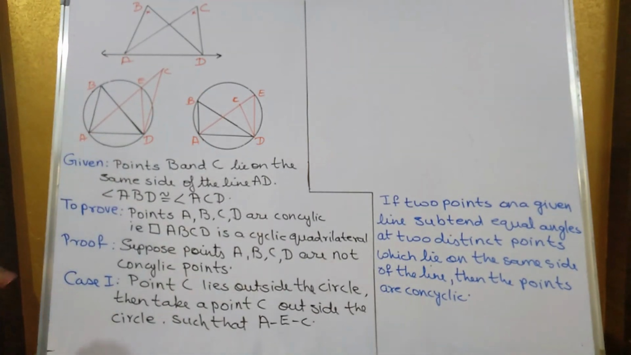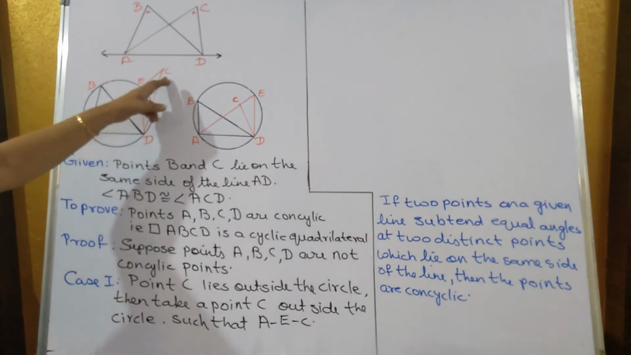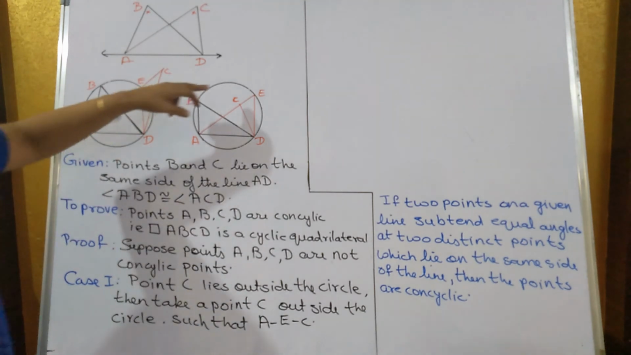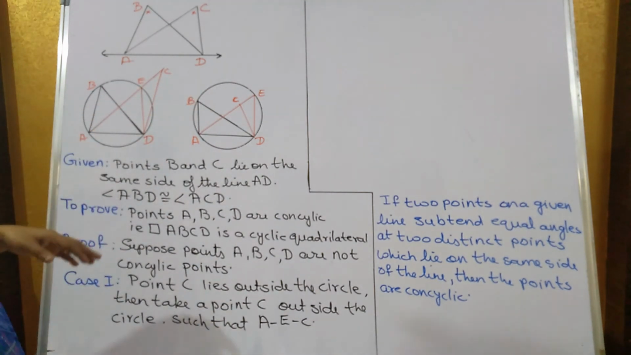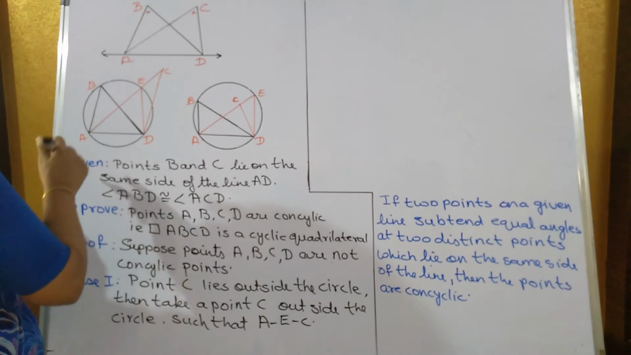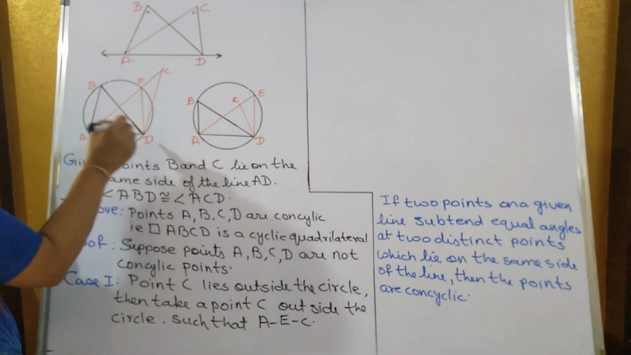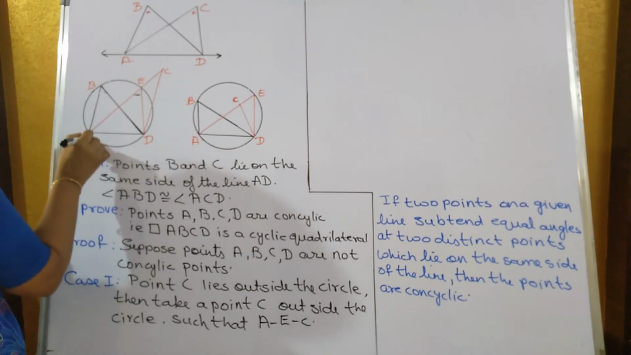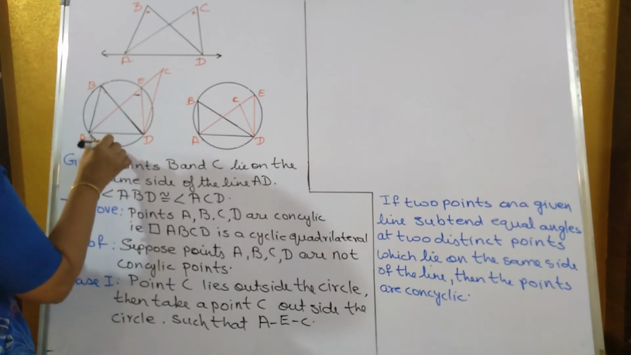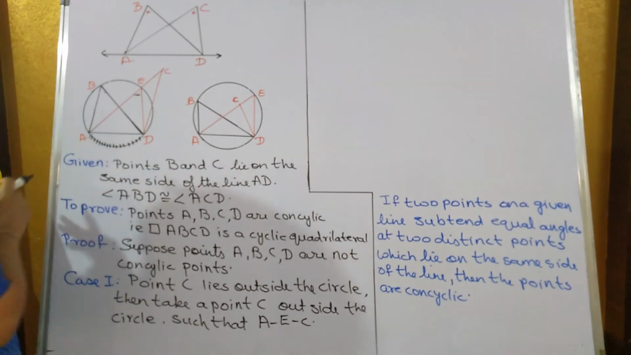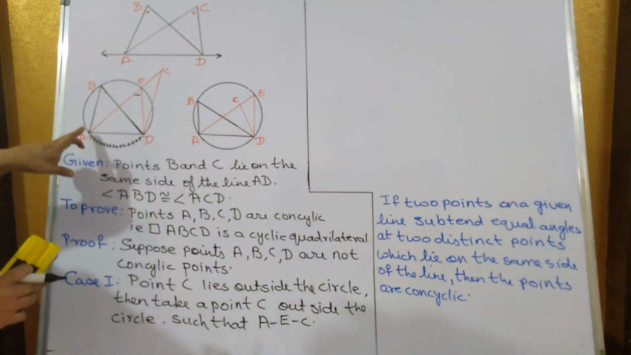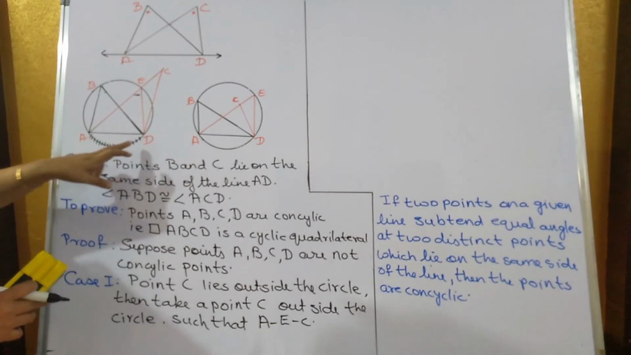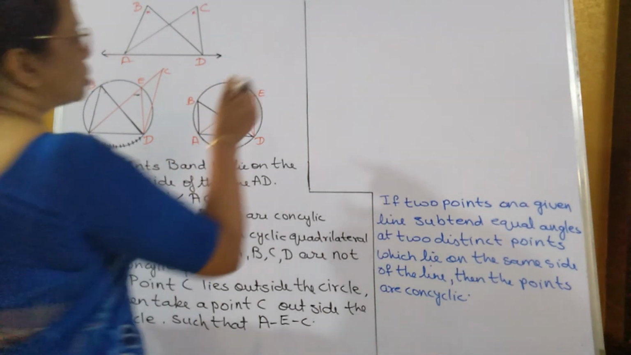So I'll prove case 1, that is when C is outside the circle. When C is inside the circle, the method is the same, only you have to mention that C is inside the circle. Now look over here, angles ABD and AED, that is this angle and this angle, are intercepted in the same arc AD. So both the angles have to be equal.